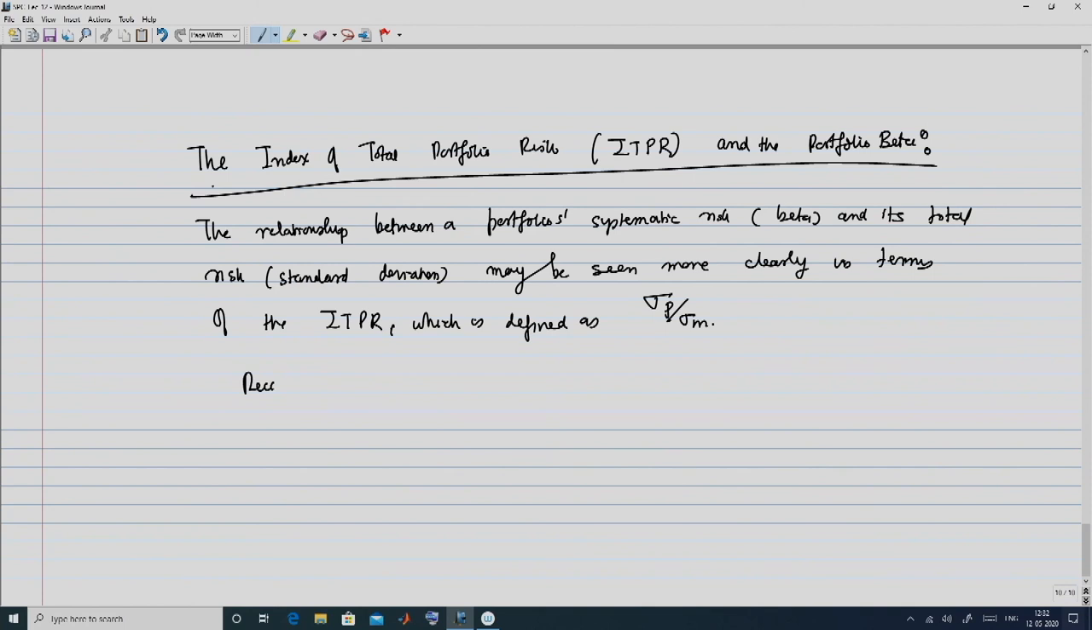So, accordingly, we recall the expression for the single index model done in the previous class. And we have sigma p square is equal to beta p square sigma m square plus sigma square epsilon p. Remember that this is the total risk, this is systematic, and this is unsystematic.